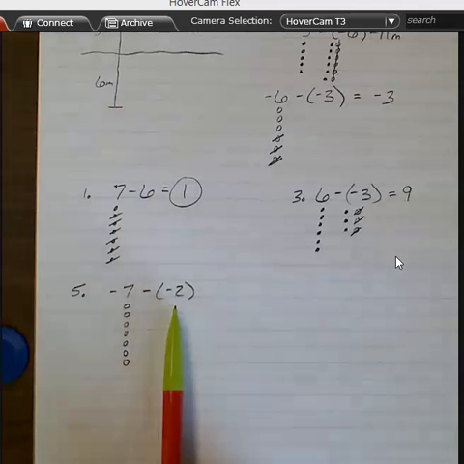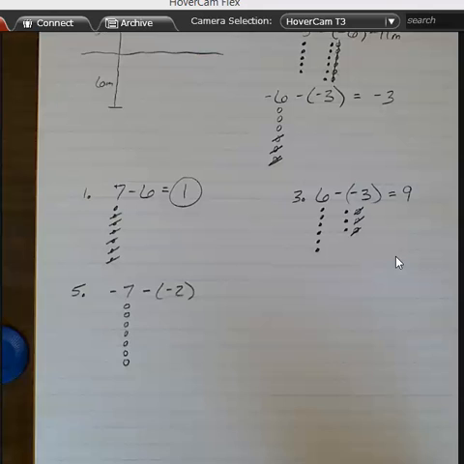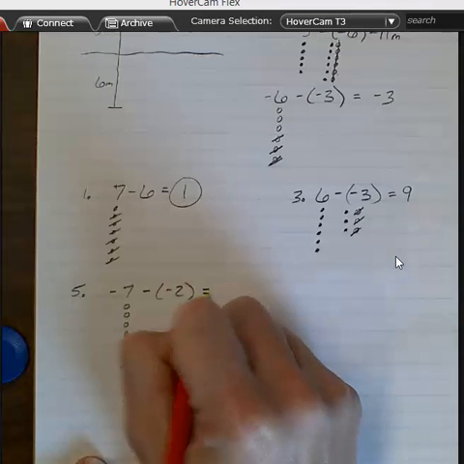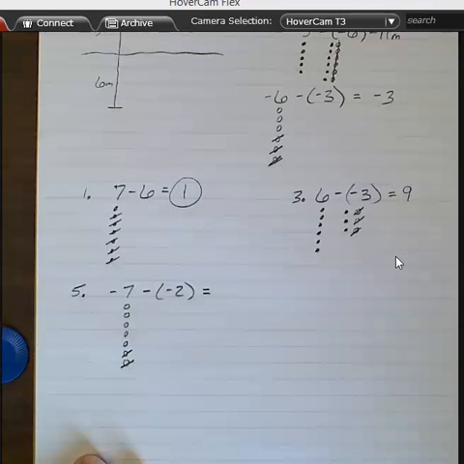Do I have enough to take away 2 negatives? I do, right? And so I don't have to add anything else on. I'm just going to take 2 negatives off because I know I have enough. And what am I left with? I'm left with what?